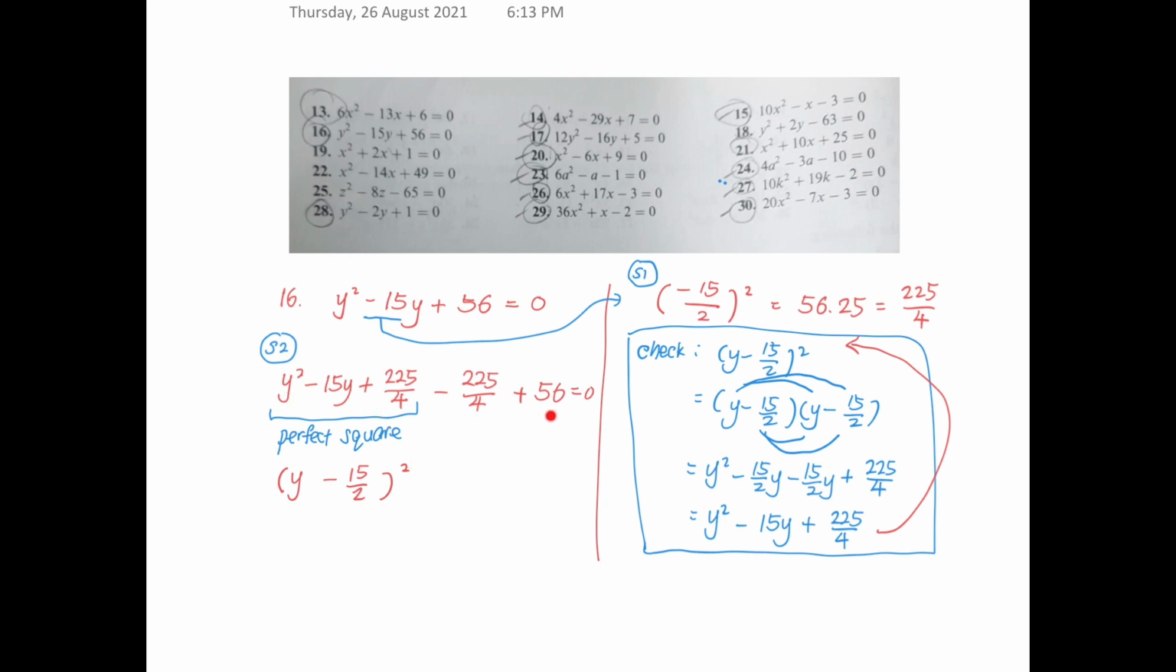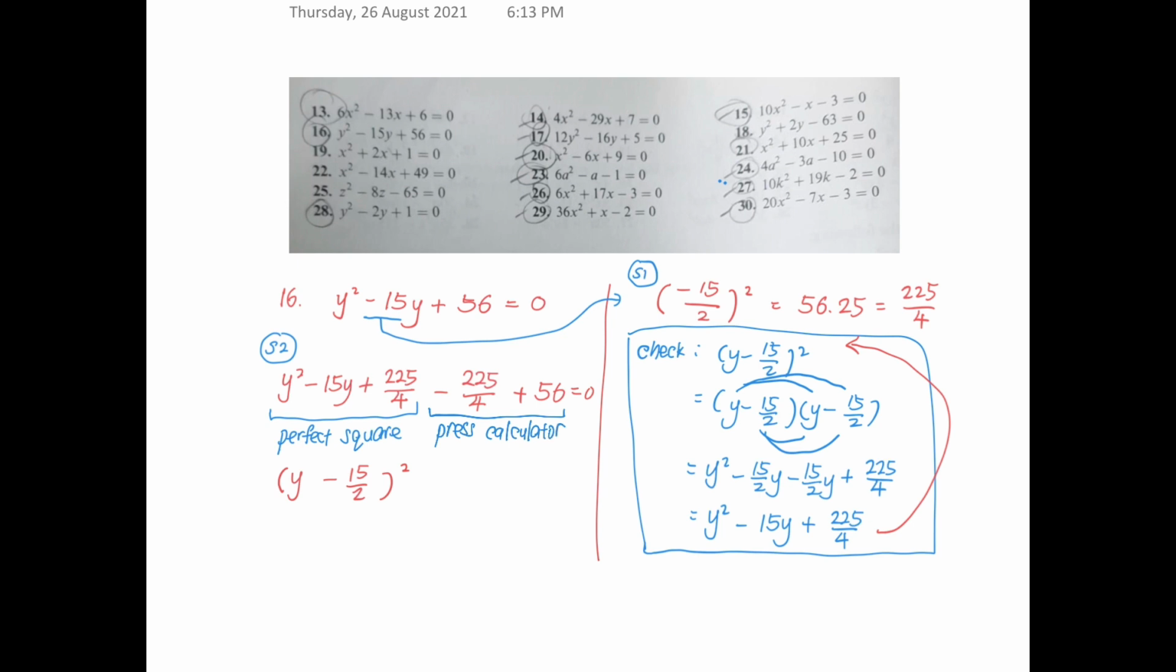And the second part here, minus 225 over 4 plus 56, right? So basically, we have to press the calculator. I just do a labeling here. So this part, you have to press the calculator.